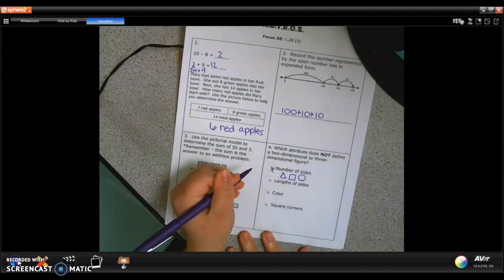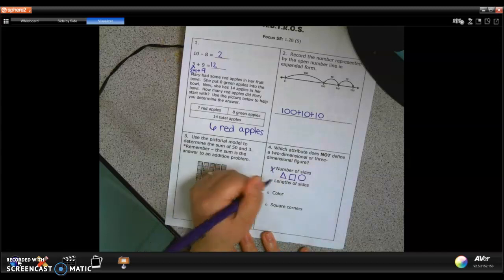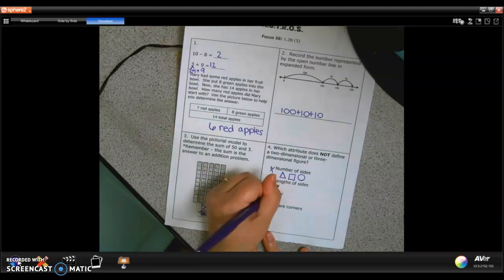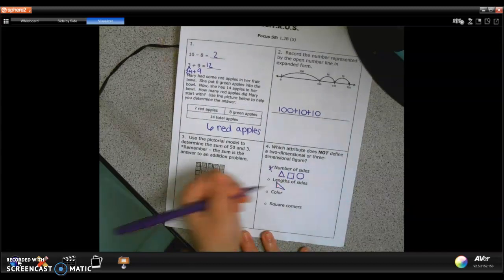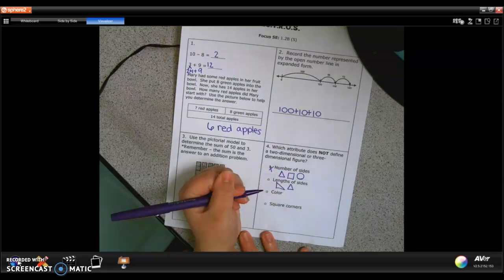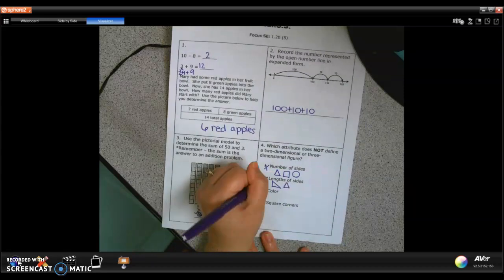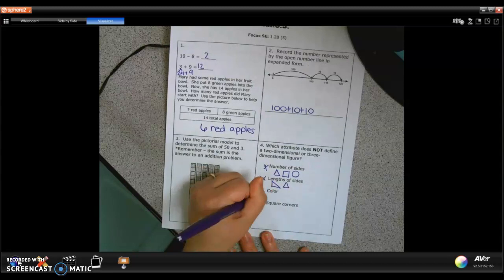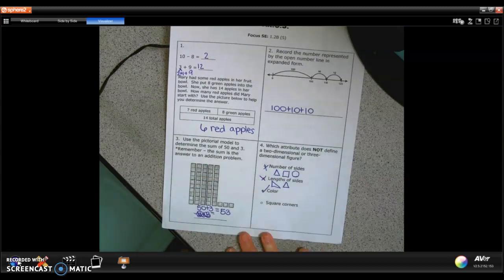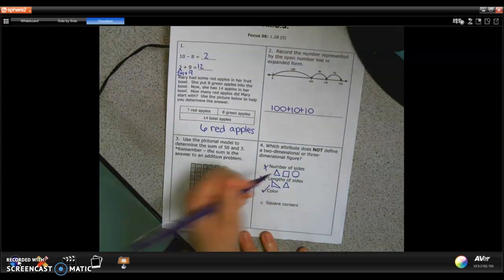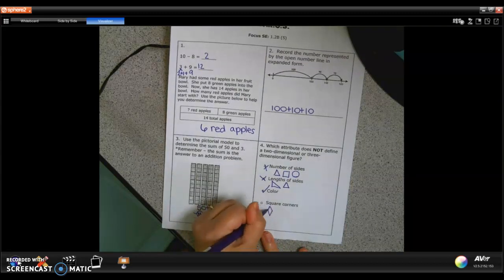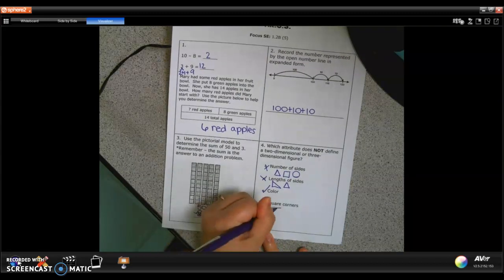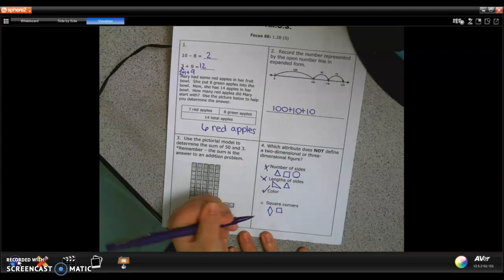The length of sides, that's going to tell us if it's regular or irregular. So this is an irregular triangle versus a regular triangle. The color. Now we know color does not matter. So we know that is an attribute that does not define the shapes. And the square corners. The square corners do matter because it lets us know if it's a rhombus or if it's a square.